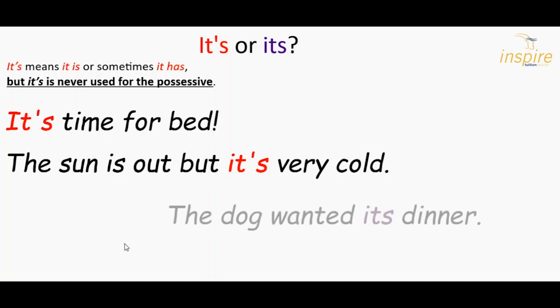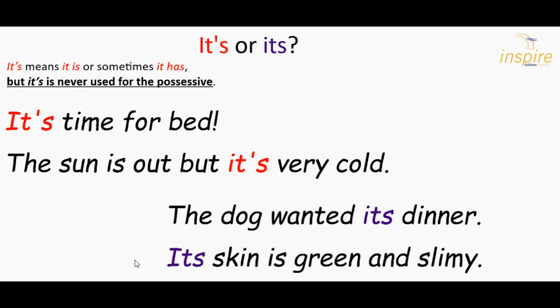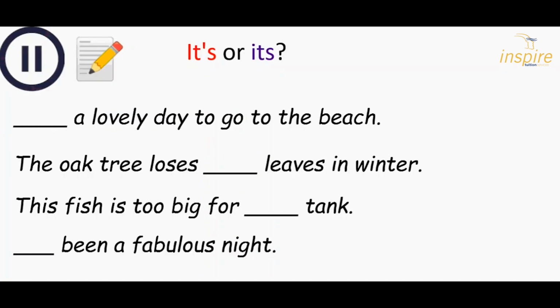However, the dog wanted its dinner. The dinner belongs to the dog, but there's no apostrophe this time. Its skin is green and slimy. The skin belongs to it, but it doesn't have an apostrophe. Now it's your turn. Pause the video while you decide whether it's it with an apostrophe or its possession in these sentences. Unpause the video when you are ready to check the answers.